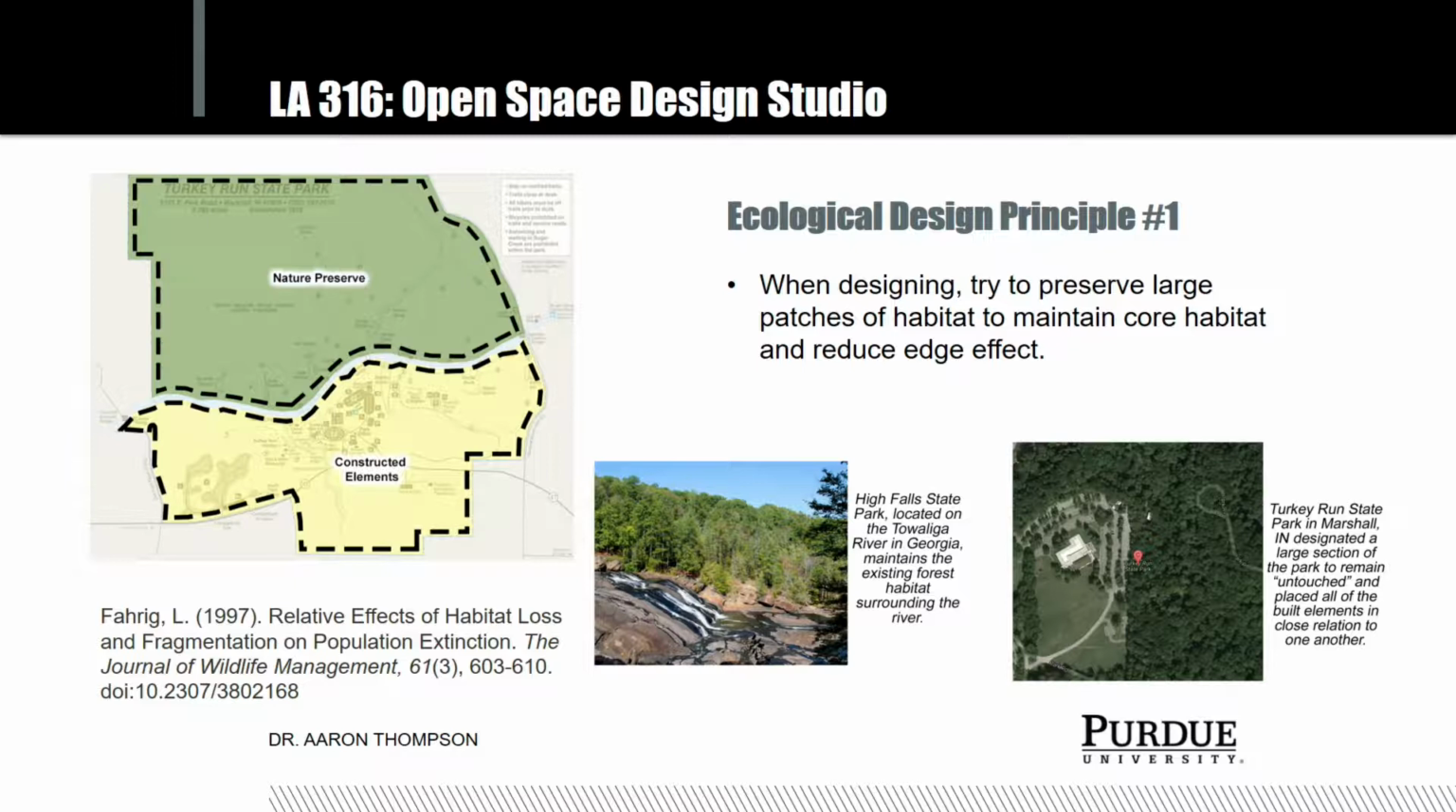In 2018, I challenged a group of landscape architecture students at Purdue University to summarize what they thought were some of the most important things to them when it came to ecological design. And this is what they came up with. They began to think about state parks and the role that landscape architects had in setting aside nature preserves and areas that are managed for wildlife versus setting aside the more recreationally intensive landscapes, the constructed elements that are found within those, such as at Turkey Run State Park in Indiana.